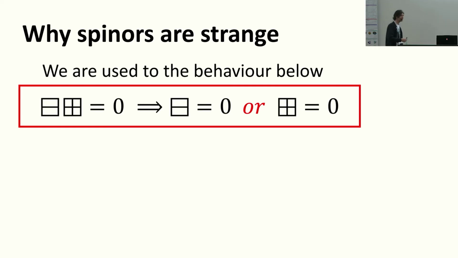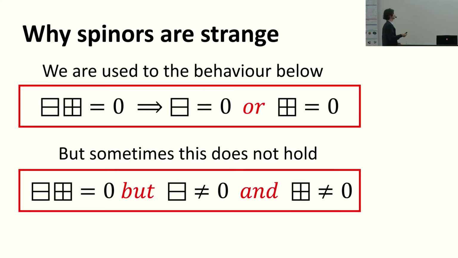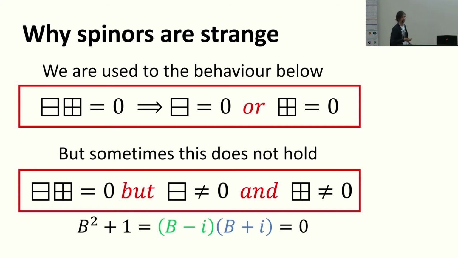And I think that this is one of the reasons why spinors are considered to be strange. Because we are used to the behavior in the red box here. If you have two objects and you multiply them, and someone tells you, I got 0, then you're used to think, you started with at least one 0. But this is not always true. Mathematicians invented words like zero divisors for that. And if you know matrices, for instance, then you know that this can happen. But this is not the behavior that we expect. So it can be that you multiply two things and you get 0, but what you started from was not 0. And this is obviously a nice example. B minus I and B plus I: the product is 0, but they're both not 0.